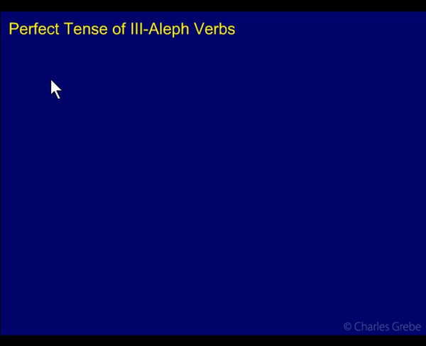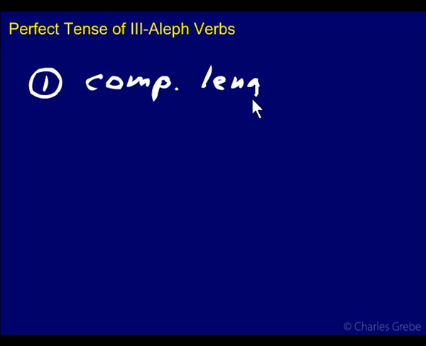And there's two things that happen. I'll just summarize them here before we look at the paradigm itself. One is that we will get compensatory lengthening on the previous vowel. Compensatory lengthening. And we saw this before. It's not new. I'll write it out. And what we'll get is a patach will go to a kametz. Okay, which makes sense. Short A to long A.